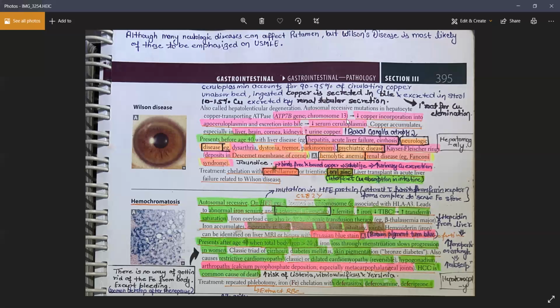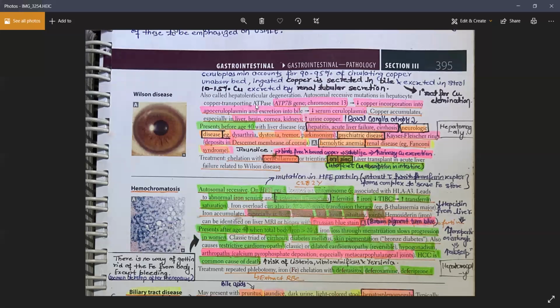So in case of a mutation in the ATP7A gene, you will be having a very low level of copper, right? Because the absorption of the copper is not occurring. In case of ATP7B gene mutation, you will be having a very high level of copper, right? So let's discuss this scenario.